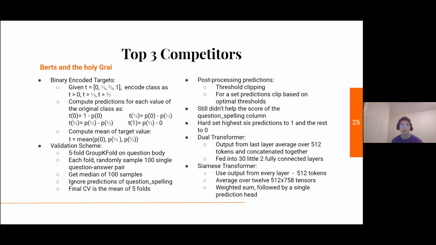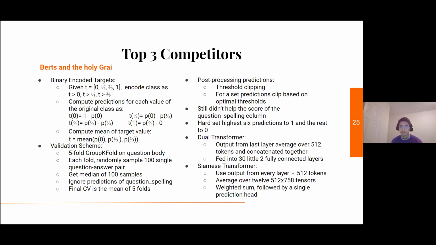So a little bit more detail about the dual transformer. They took 512 question tokens and answer tokens, and they sent that in. And then they took the output of the last layer, averaged over those 512 tokens, and concatenated them together. And then they fed them into 30 little fully connected layers, so that each head would then gain some individuality.